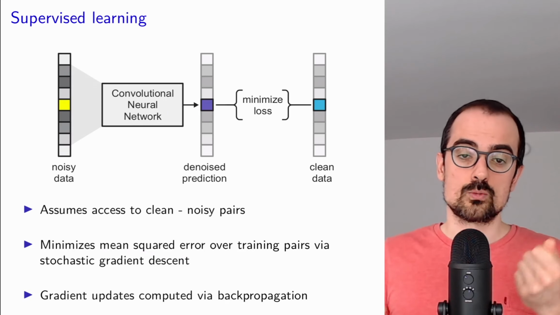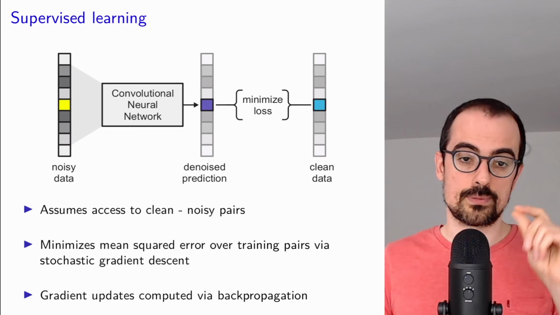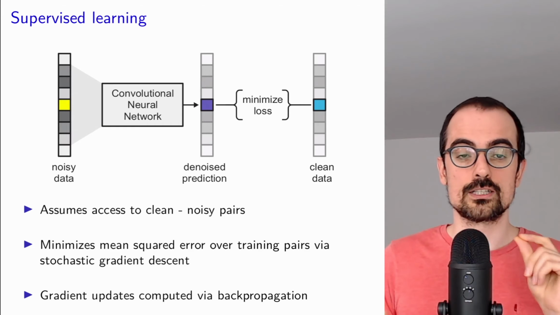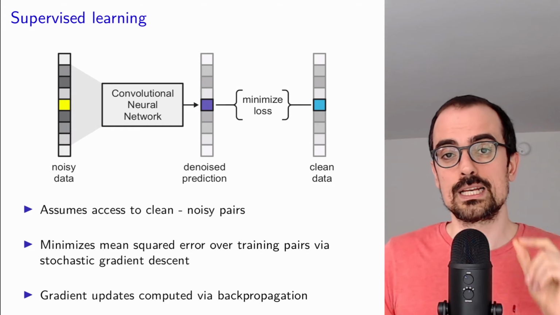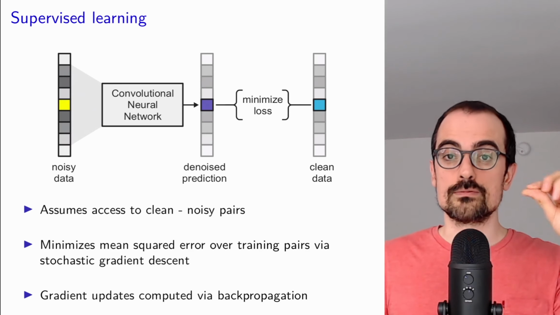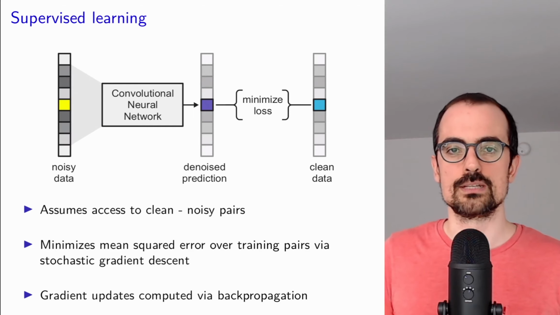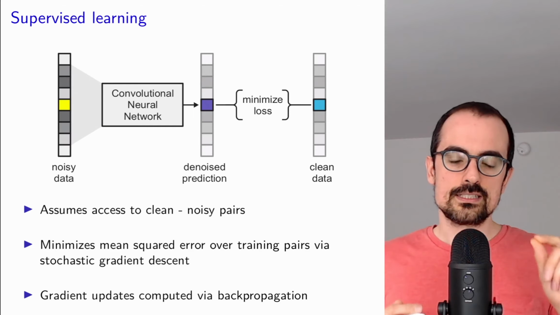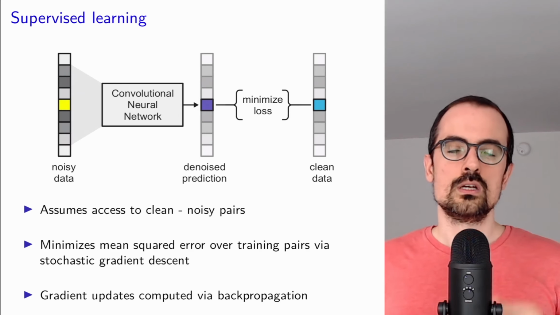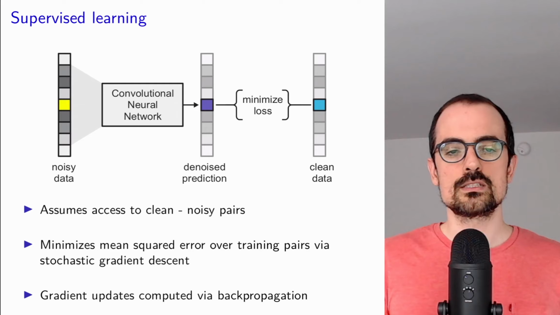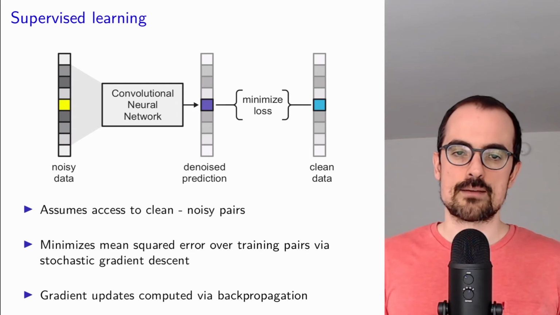The gradients that we need to perform these small steps in the parameter space of the neural networks, and just to be clear, the parameters are the entries of each of the convolutional filters and also the parameters of batch normalization if you're using batch normalization. These gradients that we need to use to improve the parameters are computed efficiently via backpropagation.